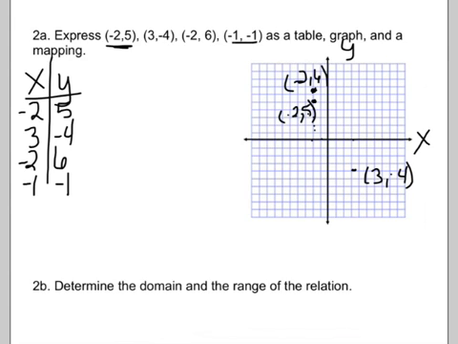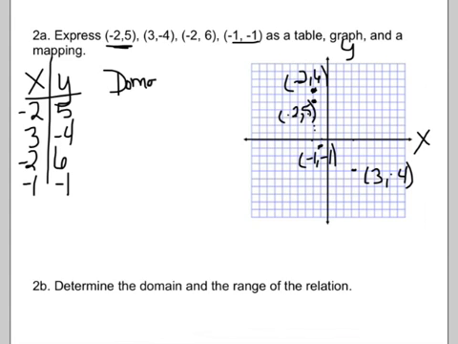All right, and then negative 1 is right there. And there's my relation expressed as a graph. All I did was plot those points. Okay? All right, and then express it as a mapping. Do like you did before.